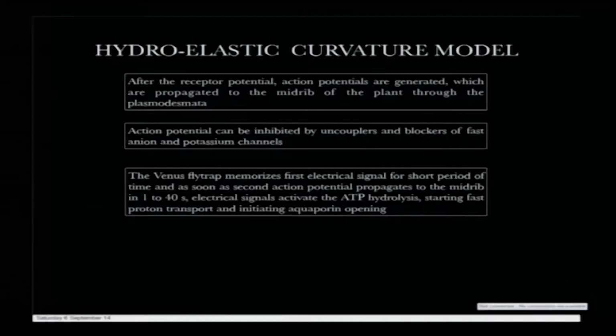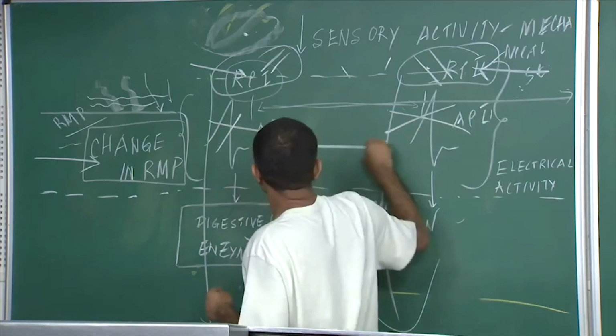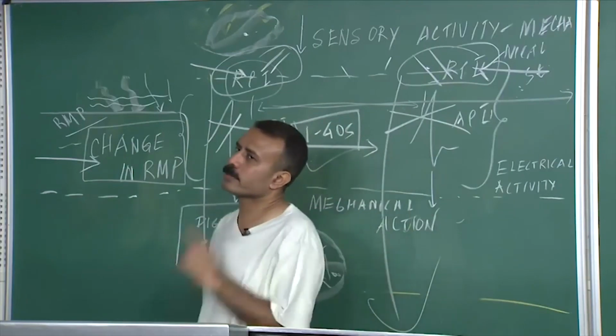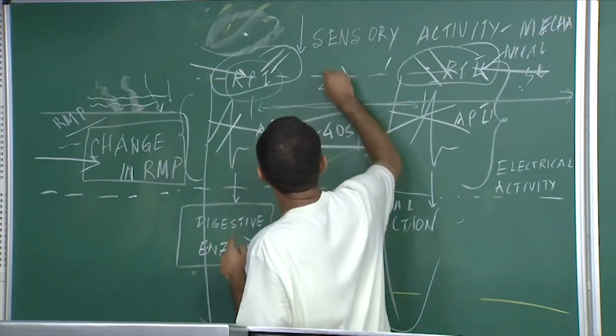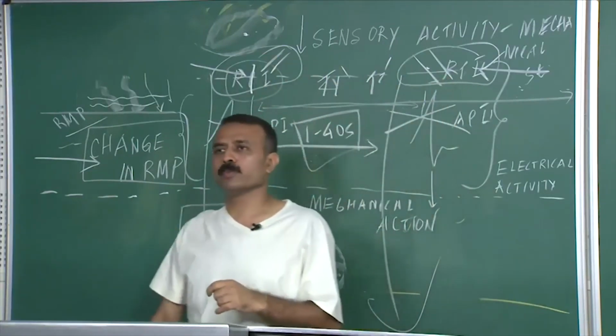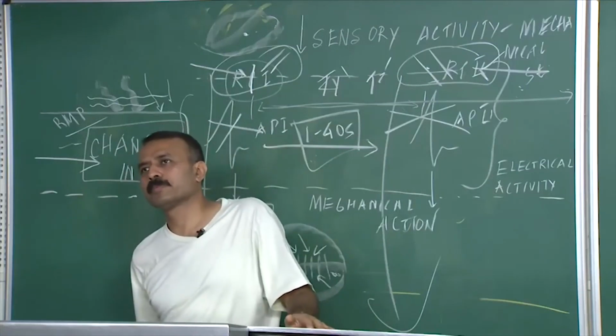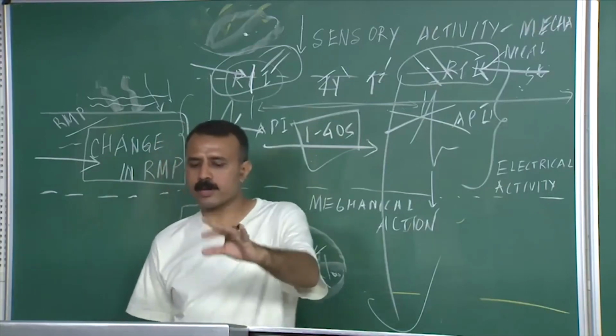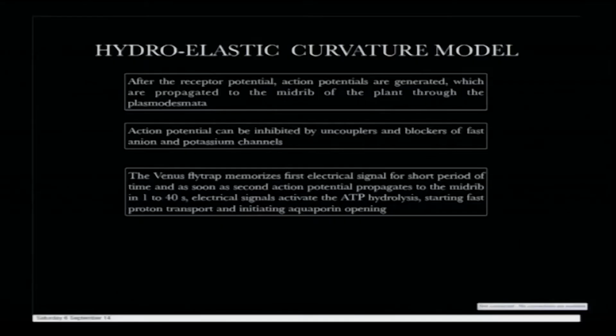Now, coming back to the third, the Venus flytrap memorizes the first electrical signal for a short period of time, and as soon as the second action potential propagates into the midrib in 1 to 40 seconds. So, this is the time window for the electrical signal. Between this and this has to take place between 1 to 40 seconds. That is the critical time window I was telling you about, the time between T1 and T2, or some mechanical stimulation at 1, mechanical stimulation at 2. If there is a 1 to 40 seconds delay, then this process of ATP hydrolysis and everything is going to take place. If you see the slide, the third box is going to tell you about that.